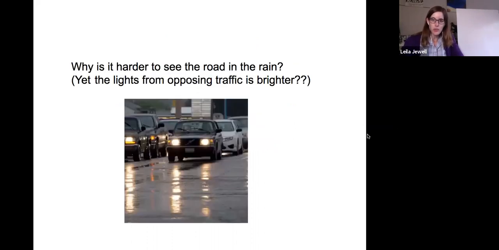So a question I want you to be thinking about is, why is it harder to see the road in the rain? I don't know if you've noticed when you're driving, you turn your headlights on and it's almost like they're not on. It's really hard to see the road. And yet, cars that are coming towards you suddenly seem brighter, like there's a glare in your eyes. That has to do with this reflection of light.